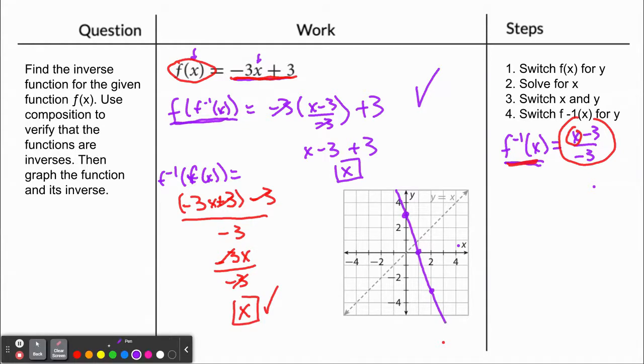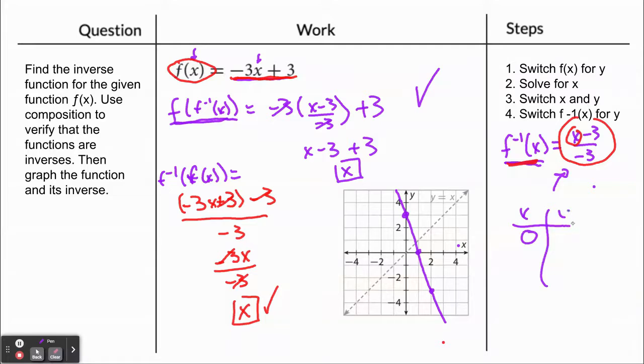Now the inverse function, which I'm going to do in red here, so we can just start plugging in some values. If I plug in 0 into here, I'm going to get negative 3 over negative 3, which is just 1. So if I plug in 0 for x, I'm going to get 1. Now I'm going to go ahead and plug in 3 because I know 3 minus 3 is going to give me 0. So in this one here, 3, 0.